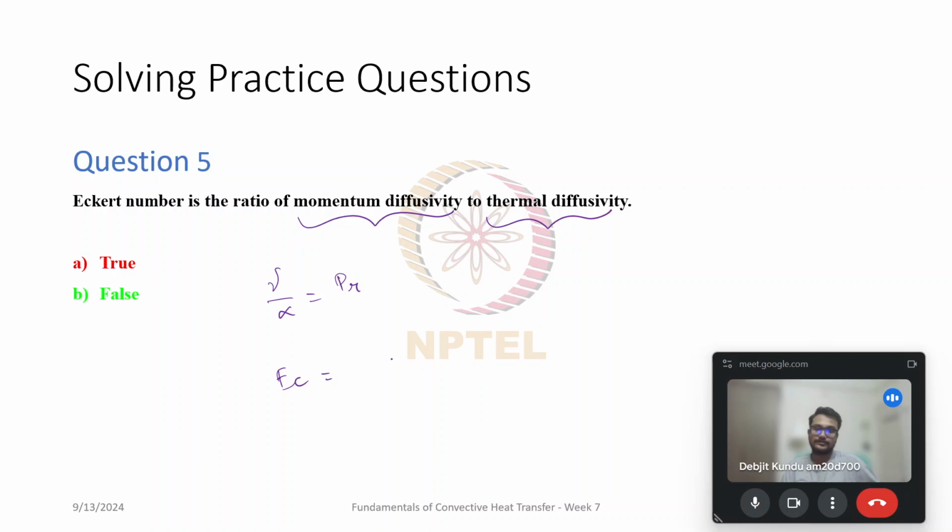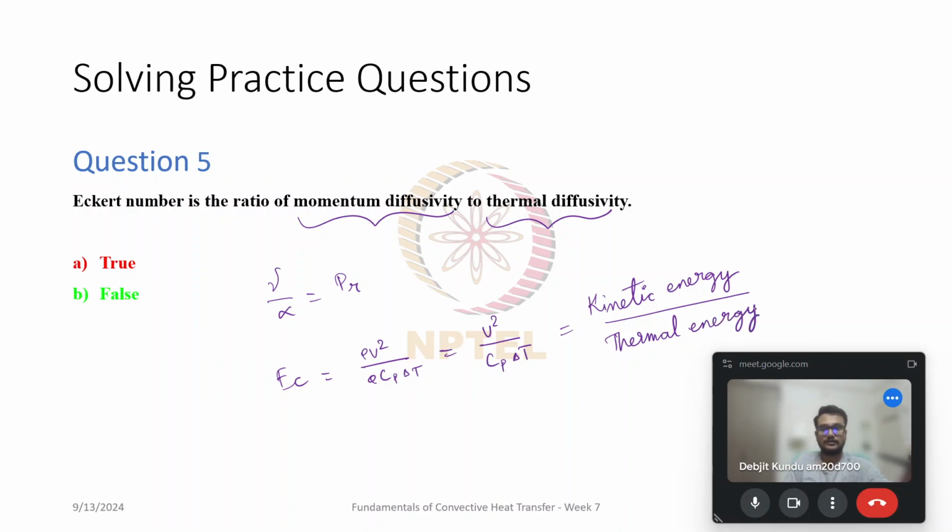Eckert number, on the other hand, we saw is the ratio of the kinetic energy to the thermal energy. Where rho basically disappears, so all that remains is q square by Cp delta T. So what is it the ratio of? It is the ratio of the kinetic energy to the thermal energy. All right. So this was a simple one.